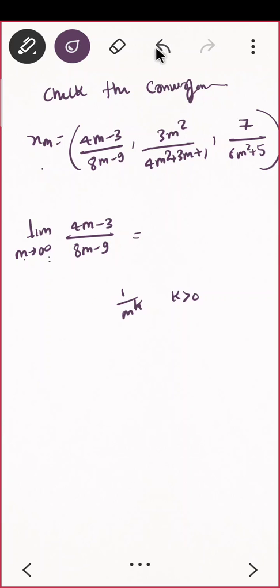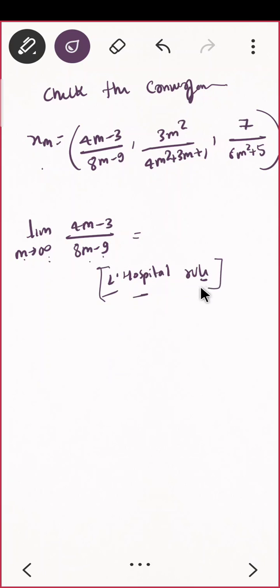Or one more thing, do you remember L'Hopital rule? L'Hopital rule of your FYBSC SEM 2. That means whenever you are having infinity by infinity form or 0 by 0 form, what is the next step you should do? Do you remember L'Hopital rule? Perfect. Take derivative of numerator and denominator. So both the things are okay. I'll go by your method.